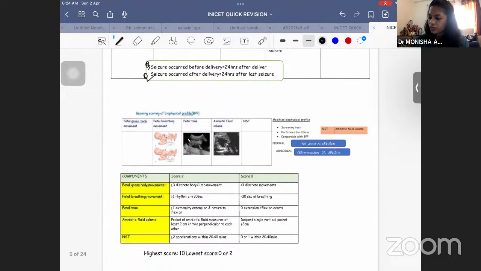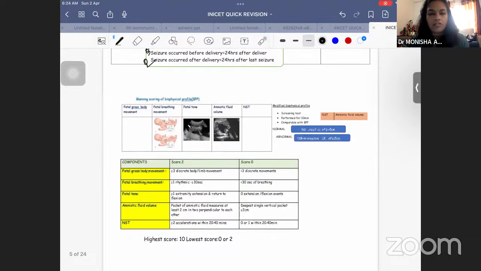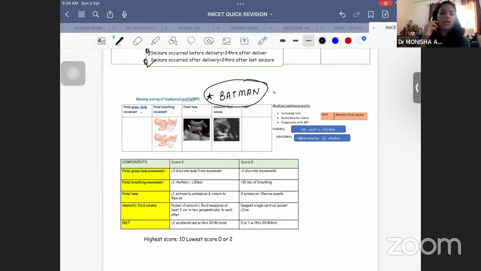Of course, the next question is biophysical profile. Biophysical profile is a star question. They might ask you what the components are. It's gross body movements, fetal breathing, fetal tone, amniotic fluid, and NST. The mnemonic for this is Batman. Just correlate with this.